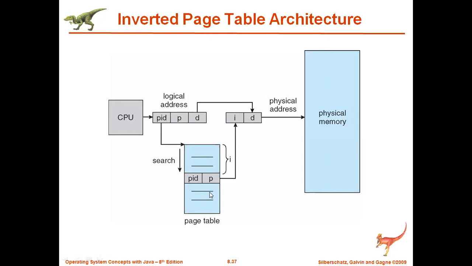Even if you have 100 processes, only one page table will be there. So how will you identify which page belongs to which process? For that, one extra field is added in the page table, called the process ID. That is nothing but P1 page number, P2 page number, P1 page number, P2 page number, like that.